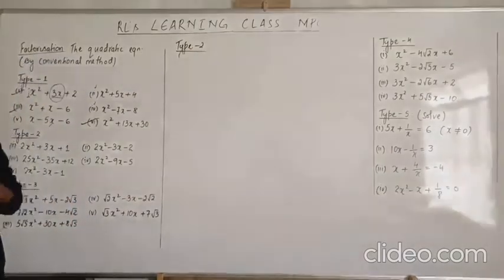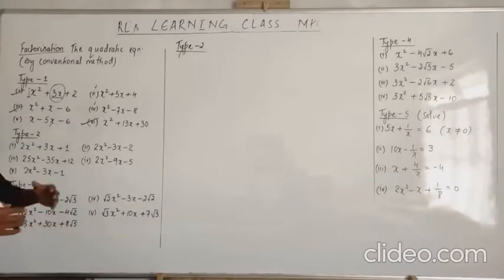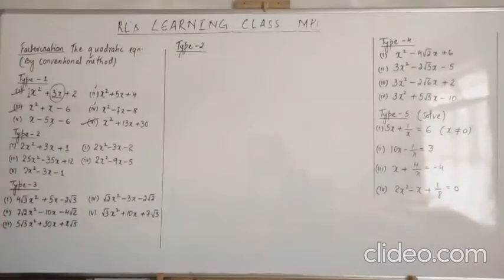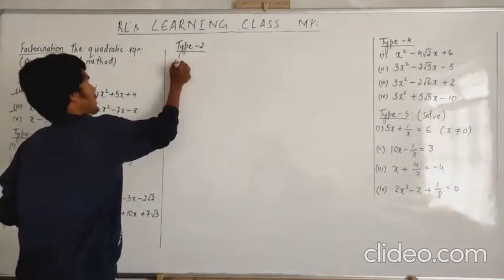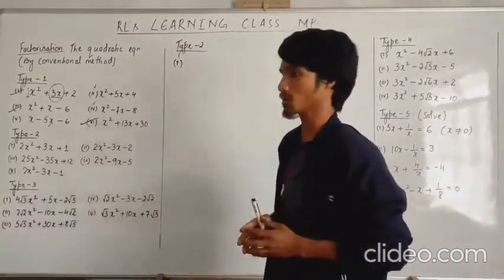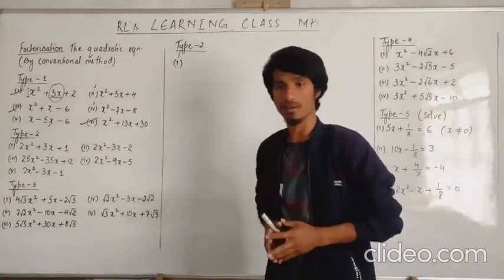Okay, type 2 is similar to type 1 only. There is no difference. Every type is similar to each other. Okay, now this also will be question number 1. Always I'll start with number 1, because always the teachers are searching the easiest question to solve, and then the difficult question they give as homework to the student.